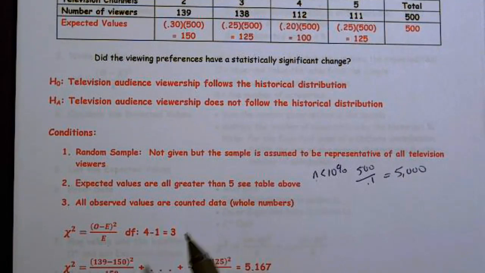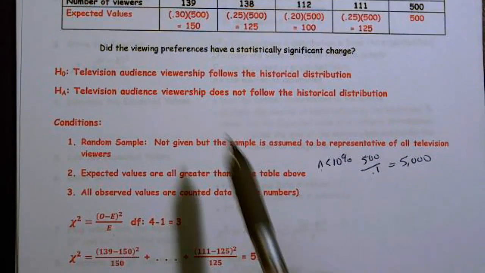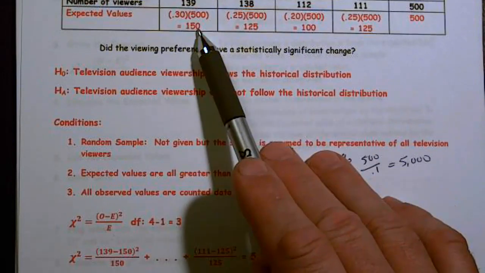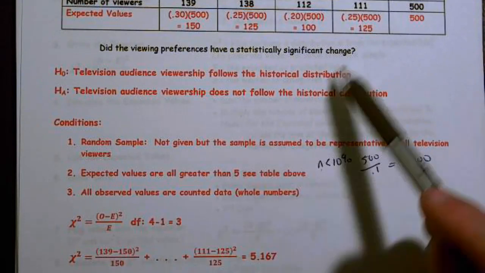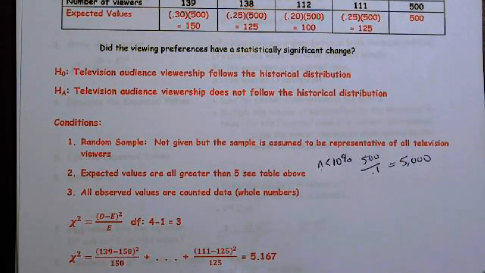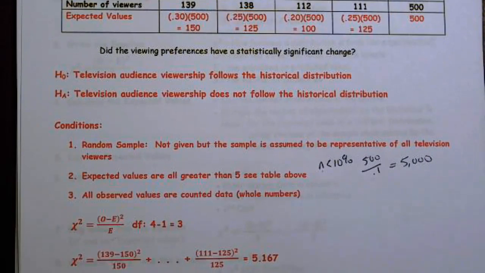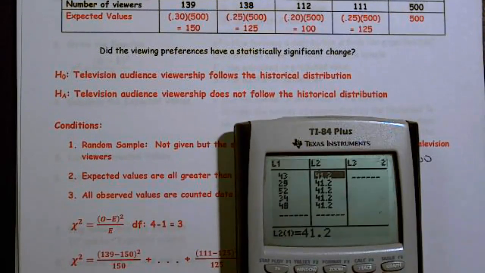And so then we can bookend it. We have 139 minus the 150 squared over 150 plus dot, dot, dot, plus 111 minus the 125 squared over 125. So we're going to need to enter that data into the calculator. And since I haven't done it already, you can watch. It may take me a moment. Hopefully I won't make any errors.